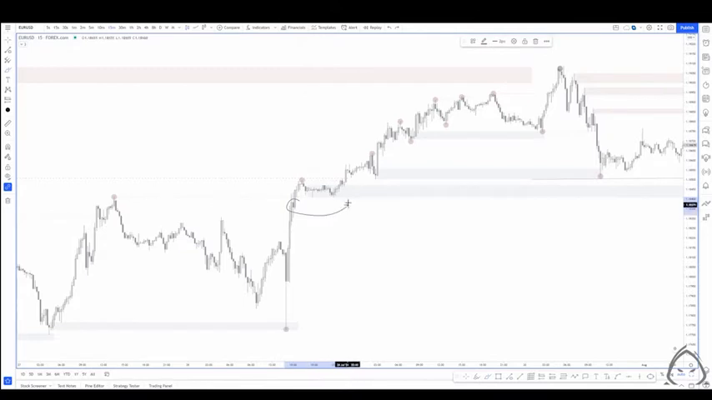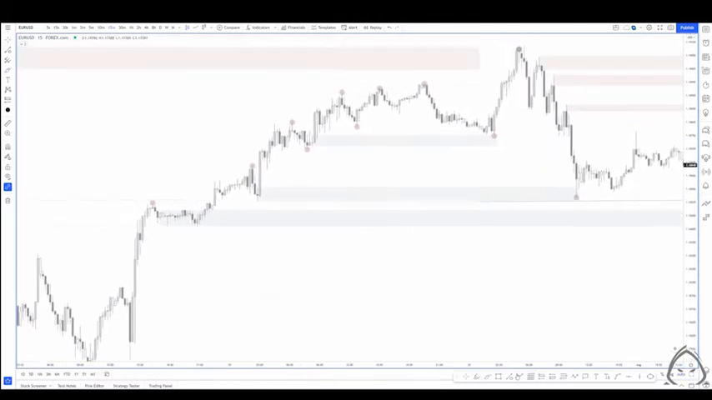So we can look at that, and what we can see is price does in fact tap into that. We have a mitigation of this demand zone because, again, we broke structure. And then when we were looking at this zone, we can see that we swept liquidity, and we broke structure. So this makes this zone even stronger based on that information.